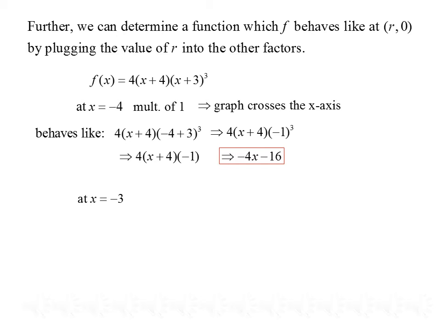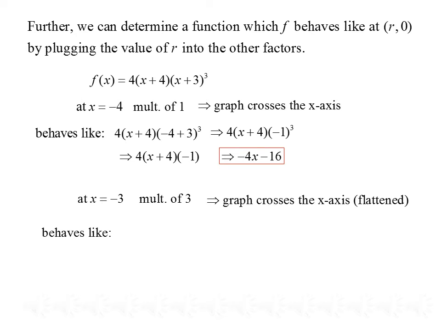Now let's look at the other zero. So x equals negative 3. We determined that x equals negative 3 has a multiplicity of 3. So the graph will again cross the x-axis, but this time it will be flattened at the point negative 3, 0. To determine a function that it behaves like at this point, we're going to plug negative 3 into the other factors.